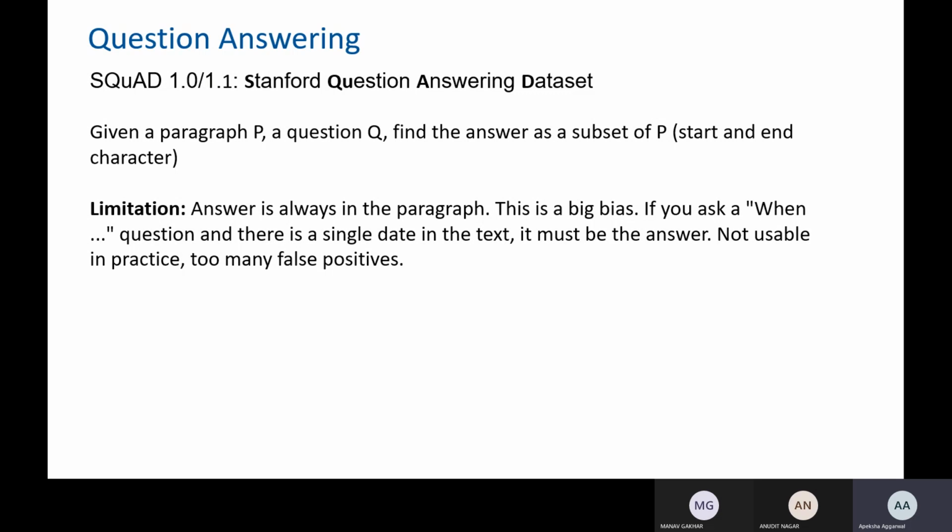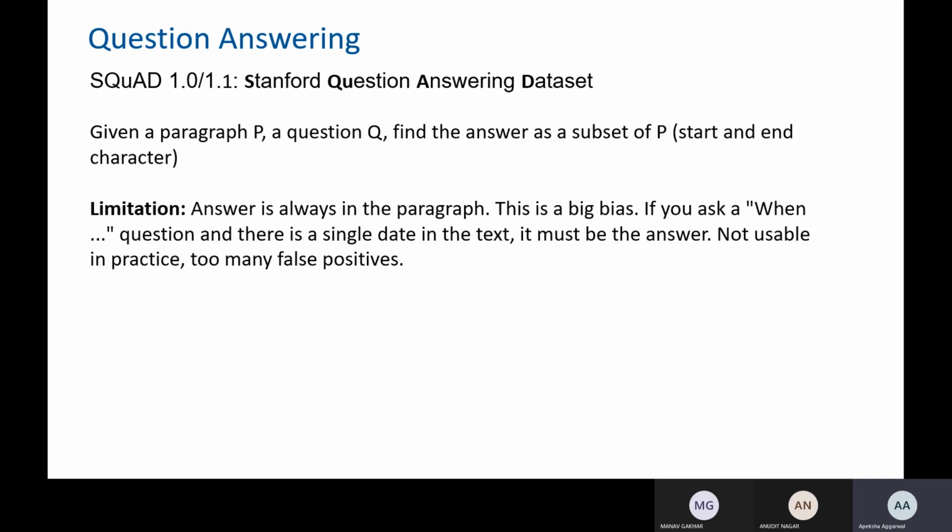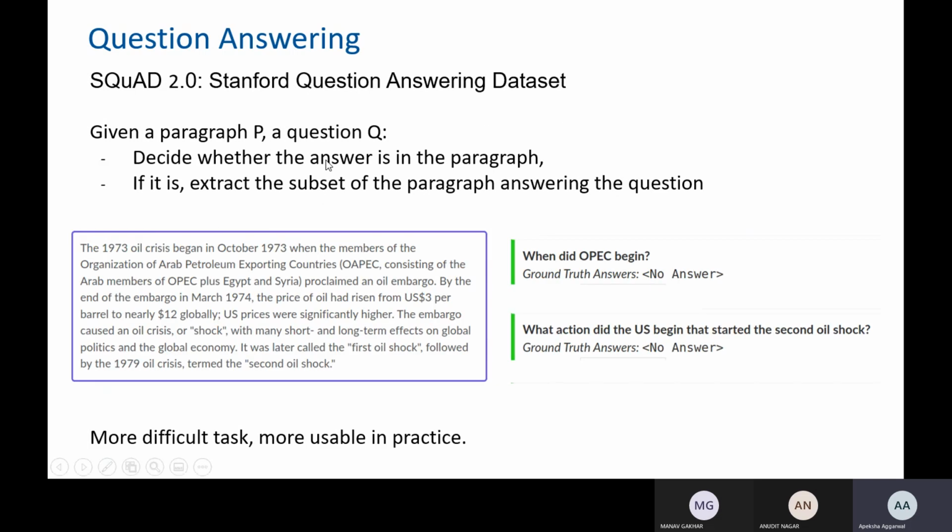What some people do to remove this is, instead of directly training on question answering, they decide whether the answer is in the paragraph or not. So they also predict yes or no: yes, the answer is in the paragraph, or no, the answer is not in the paragraph or the context that you have provided. If yes, it will extract the subset of that paragraph, and if no, it will say the answer was not in the paragraph and will not predict anything.